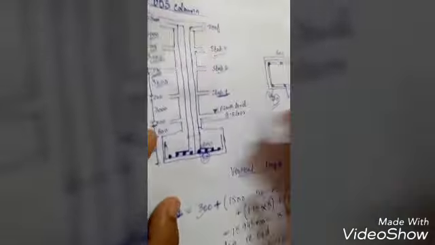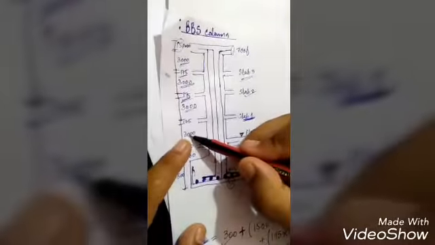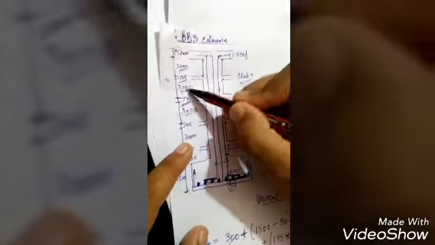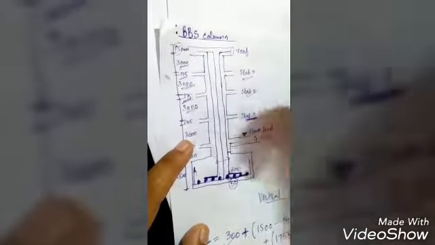Then I add 3000, I mean 3 meter into 4, because I have 4 columns. You just see 3 meter 1, 3 meter 2, 3 meter 3, 3 meter 4. So 3 meter into 4 times. I will calculate the total length, so 3 meter into 4.